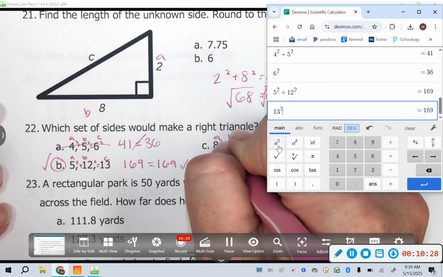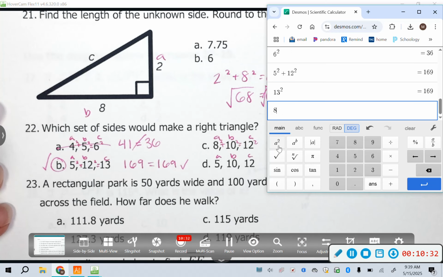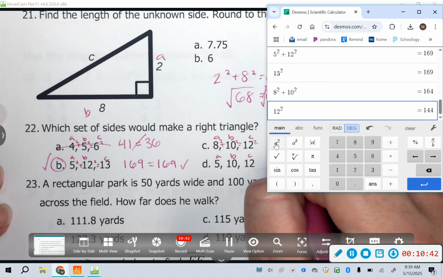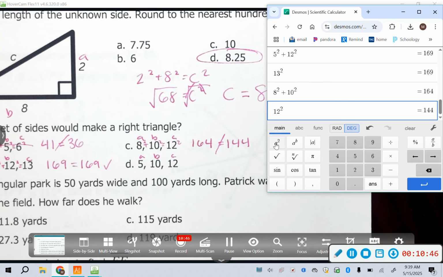We can double check. 8 squared plus 10 squared equals 12 squared. So 8 squared plus 10, not 12. So again, that gets 164 equals 144, which is not true. And then 5 squared plus 10 squared is 125. And then if I do 12 squared, that again is not equal.